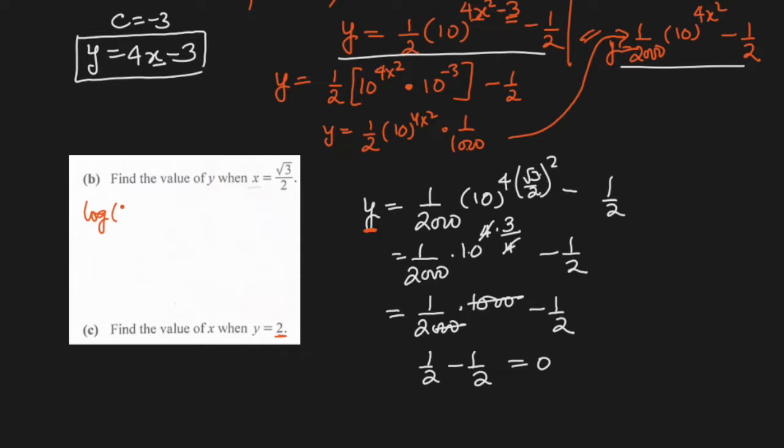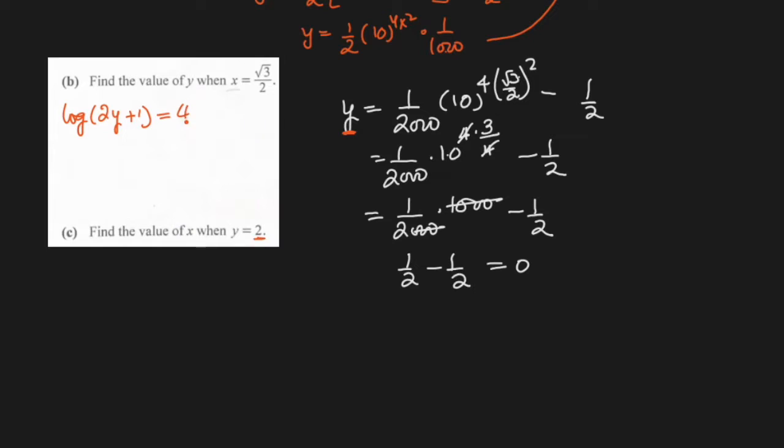Log 2y plus 1 equals 4x square minus 3. This was the one. Now they have given y equal to 2, so we'll put it here. So log 5, yes, 2 times 2 is 4, 4 plus 1 is 5. That's why it becomes 5, because y is 2, equal to 4x square minus 3. So this 3 will come here, log 5 plus 3 equal to 4x square.